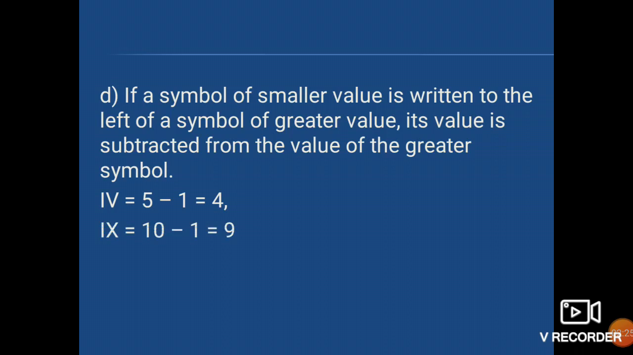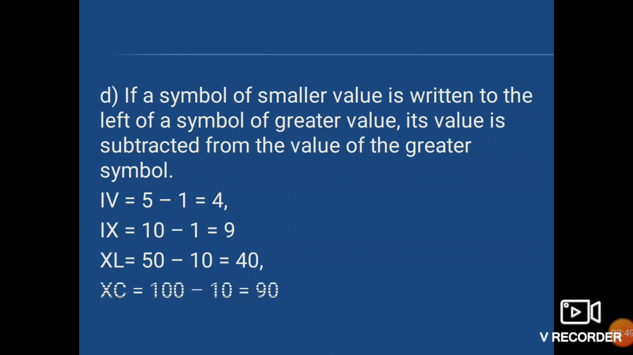Next, IX. Here the value of I is small when compared to the value of X. X value is 10. So we subtract 10 minus 1, which is equal to 9. Next, XL. Here also same thing. L value is 50, X value is 10. So 50 minus 10 is equal to 40. XC, we know X value is 10 and C value is 100. So we subtract 10 from 100. So 100 minus 10 is 90.